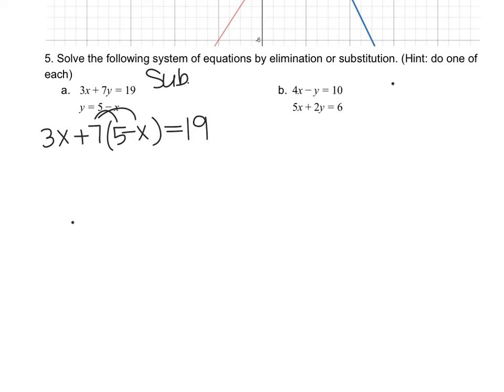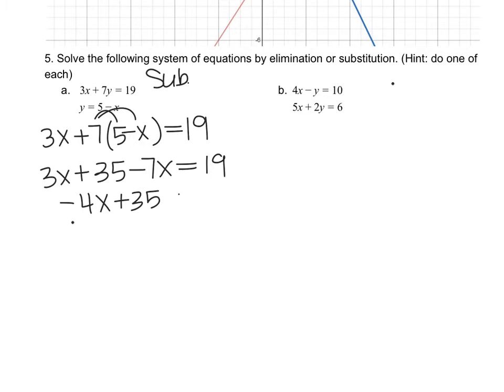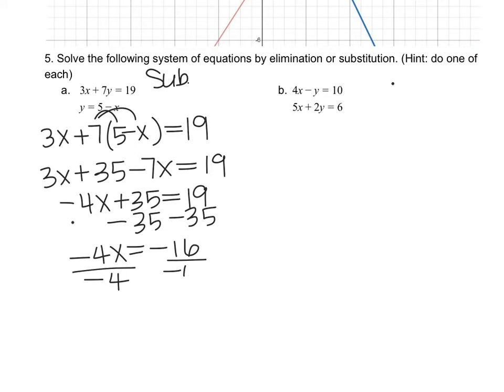So now I'm going to distribute the 7 into the parentheses. So we get 3x plus 35 minus 7x equals 19. When I combine like terms on the left, I'm going to get negative 4x plus 35 equals 19. My next step is to subtract 35 from both sides. You get negative 4x equals negative 16. Then we're going to divide both sides by negative 4, and we get x equals 4.